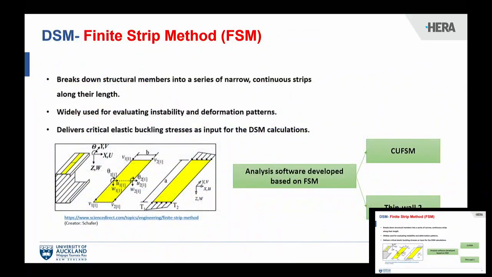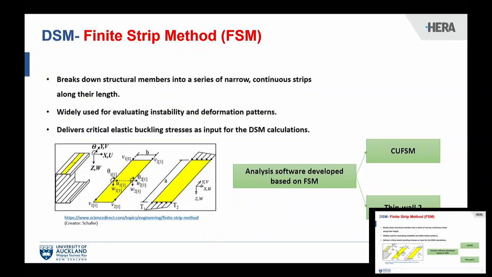But what is the finite strip method? As I mentioned, in the direct strength method, we need to calculate the elastic critical buckling loads. And the finite strip method helps us calculate these critical elastic buckling loads. The finite strip method breaks down the structural member into a series of narrow strips, and then each strip can be analyzed to determine the critical buckling loads.